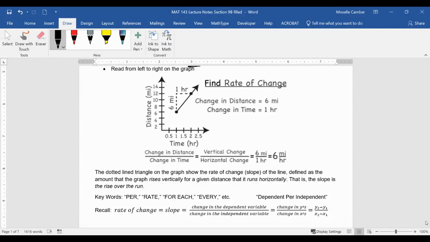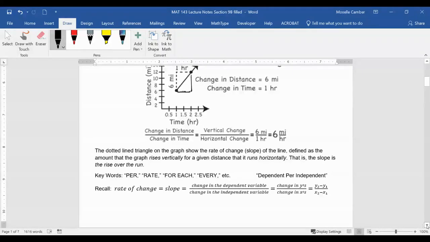Okay, so this dotted line triangle is kind of how we're going to do it. You can either make the triangle above the line or you can do the triangle below the line. Either way, you're always going to have the height divided by the width. And because we do the height first, we talk about that as the rise over the run. Obviously, not obviously, but I'm sure you've heard that before.